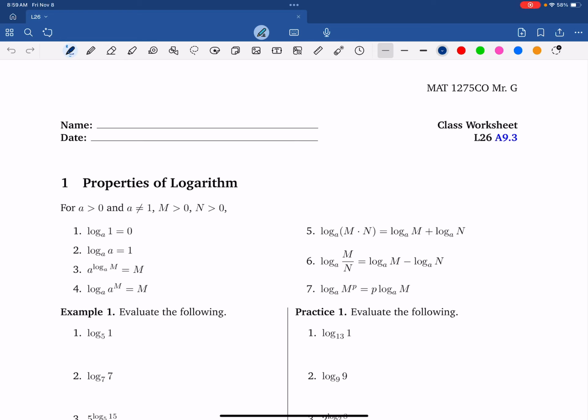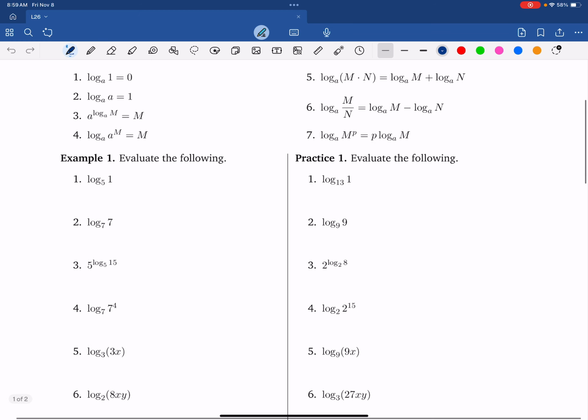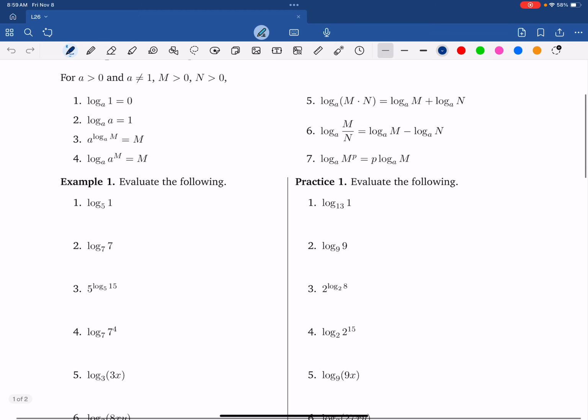In today's handout, we'll talk about properties of logarithm and how you use that to solve some of the equations and expressions. Let's start with section 1, properties of logarithm. So we have 7 properties right here. We will use example 1 to demonstrate these properties.